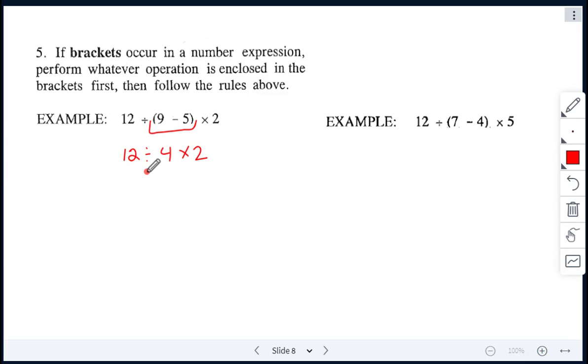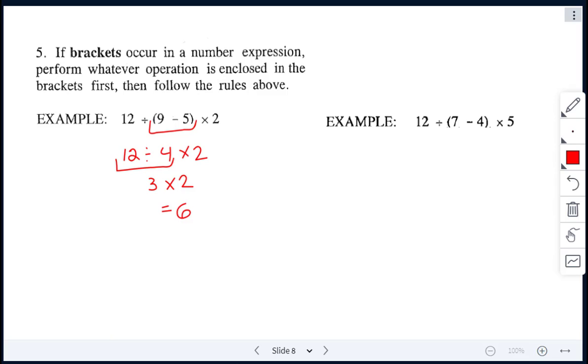Okay, next, going from left to right, we'll have to do our division first because going left to right, division and multiplication are interchangeable. So 12 divided by 4, that gives me 3, and then times 2, and the final answer is 6. All right, so I'll give you guys a moment now to try the one on the right.